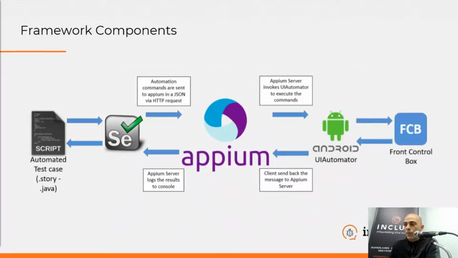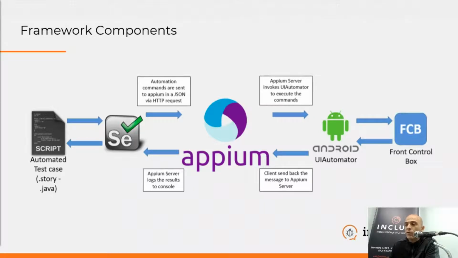And how is this framework built? In this slide we have a simplification of the automation framework. On the left, we see the automated test case, that is a list of logical steps, such as open phone application, click on a menu, select a submenu, and so on. And on the right, we have our device under test. In our case, it started being an Android 5 device.